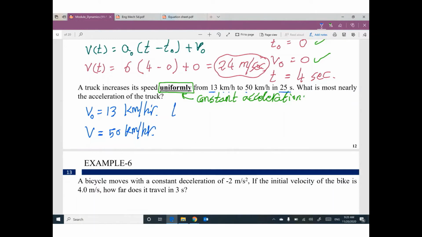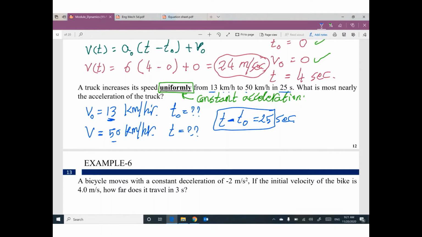Do you know what is the time at the initial condition? Do you know what is the time at the final condition? No, I don't know. But what I know, t minus t naught equals 25 seconds. That makes sense. Did the problem tell you what was the time at the initial condition? No. What is the time at the final condition? No. But to go from the initial condition to the final condition, we need 25 seconds. So the difference between t and t naught equals 25 seconds.